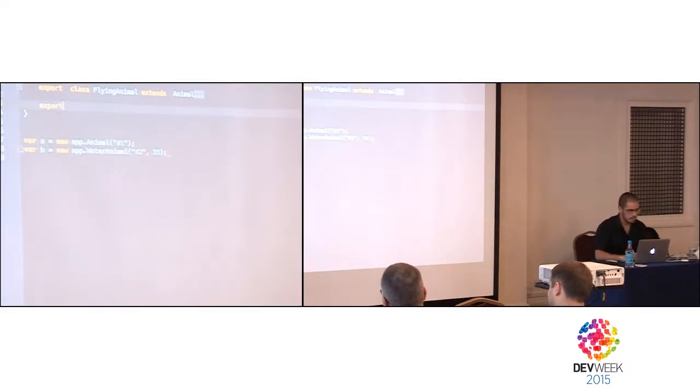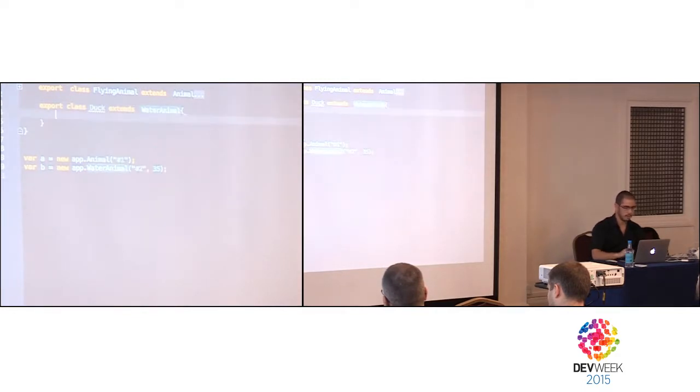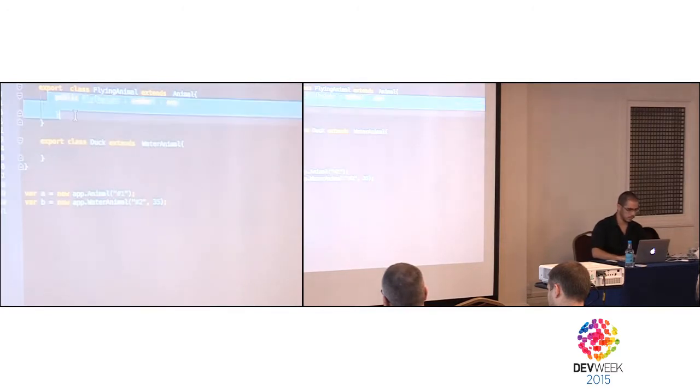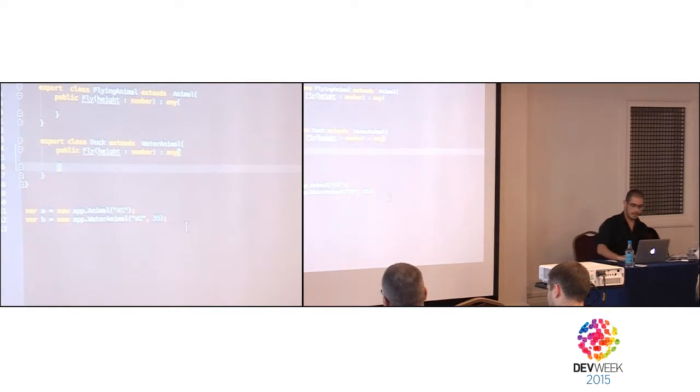So the duck, you're going to say duck extends is a water animal. That's great, and we want it to have the fly method. So I'm going to copy it. And now I want to have a method here which actually gets a flying object. This is what I want, and I want to call flyingObject.fly, and we're going to say it's going to 100 meters.